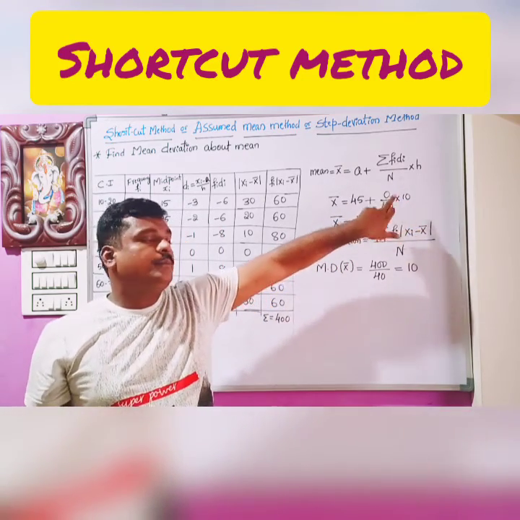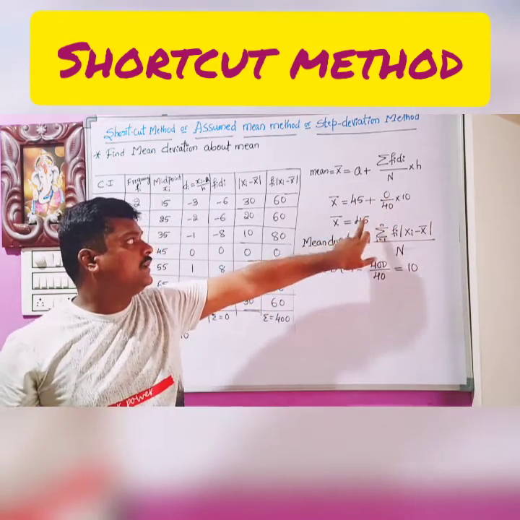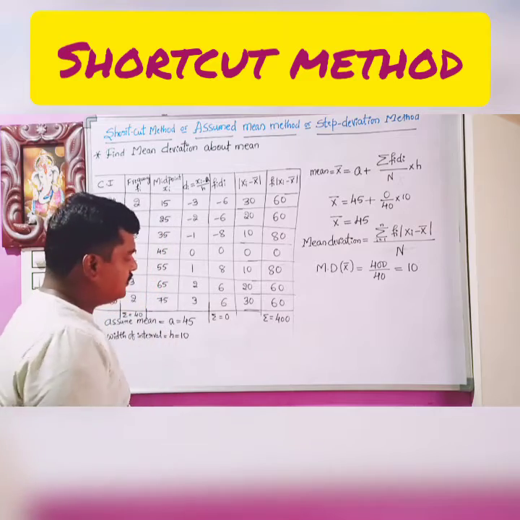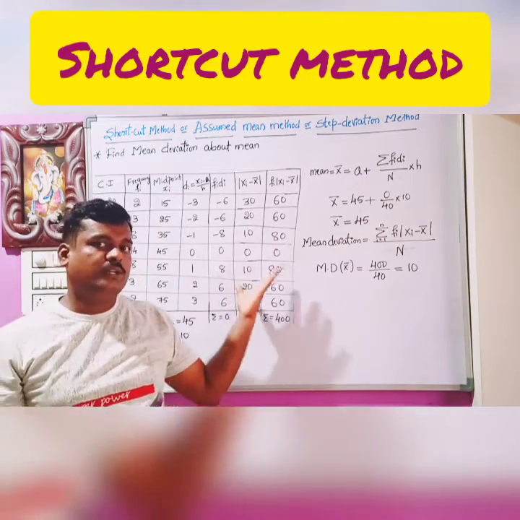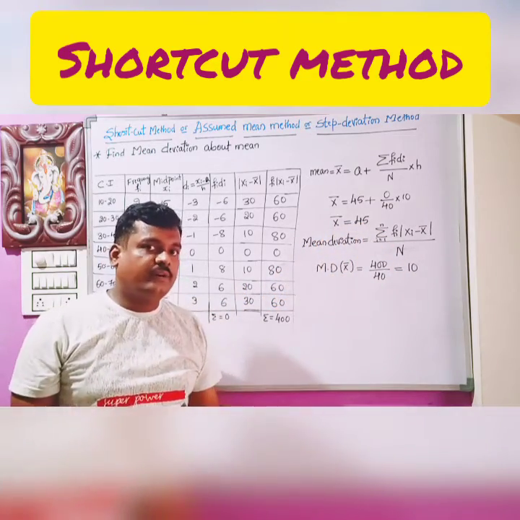Substitute: 45 plus 0 into any number is 0. Yes, this will be 0. 45 plus 0 is 45. So as I said, the assumed mean may be equal to the actual mean. In this problem it is equal, but not always. Yes, x bar is equal to 45.